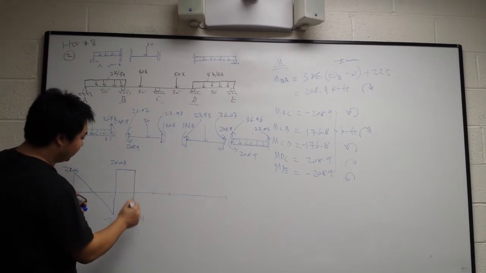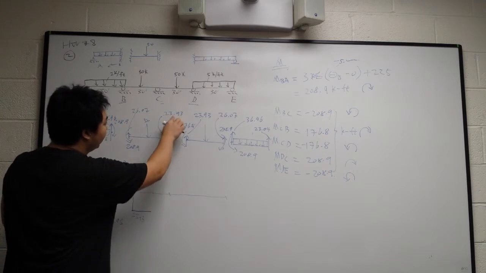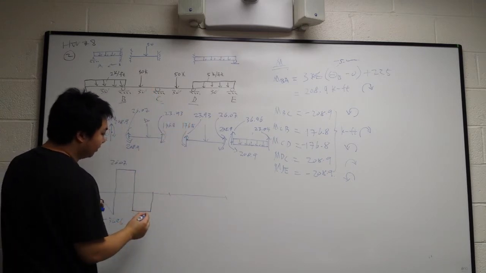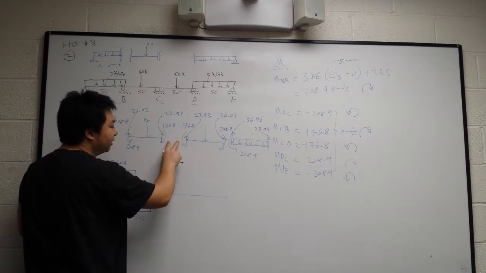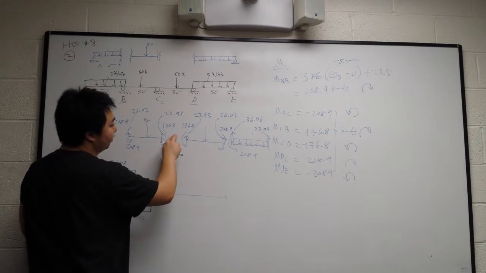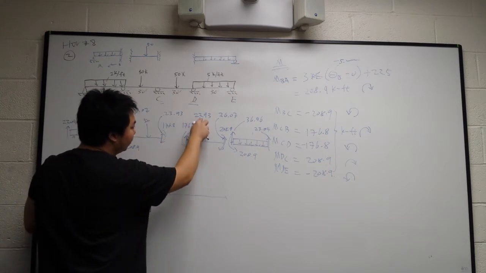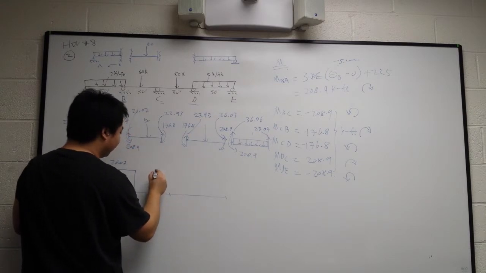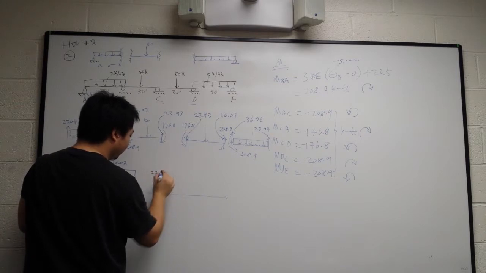So you keep going. At this point, you have 23.93 pointing up. So you bring this to 0. And at this point, like I said, they are at the same point, at the same support. So you have another shear going up, which is 23.93. So you keep going. So you have positive 23.93.